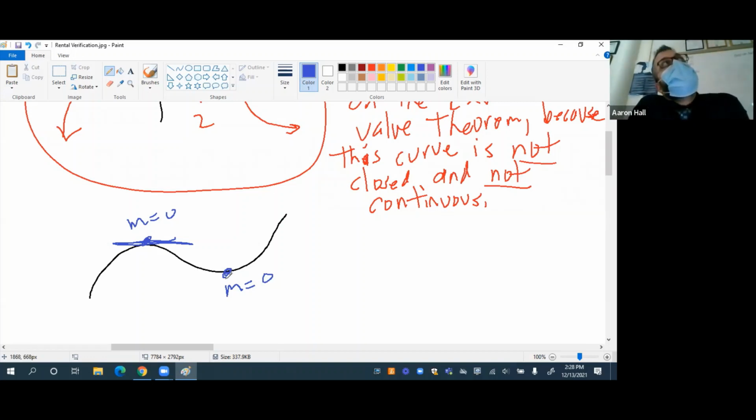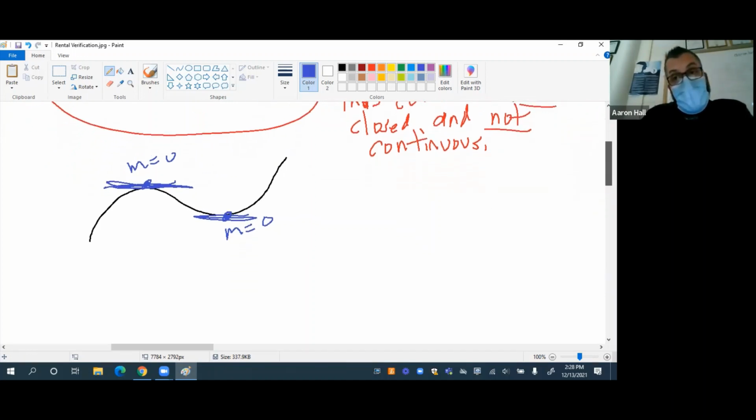Do you think that if I find where my slope is 0, that guarantees either I have a maximum or a minimum? If I find the derivative and I set the derivative to 0, does that guarantee that I have either a maximum or a minimum? It doesn't. No. In fact, I'm going to draw out all the different possibilities for you.